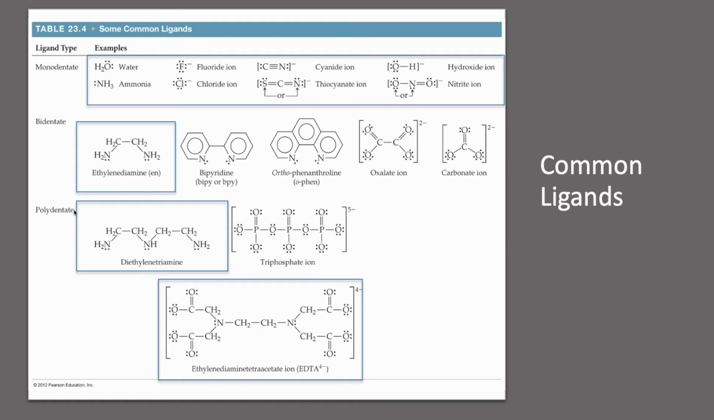We can also have polydentate ligands. Diethylene triamine, or dien, is a common one that you'll see. It actually can make 3 bonds to the metal ion. And then ethylene diamine tetraacetate ion, or EDTA, is also a common one. This one is actually hexadentate, so it forms 6 bonds, one here at the nitrogen, another here at the nitrogen, and then one here at the oxygen on each of these 4 acetate groups.